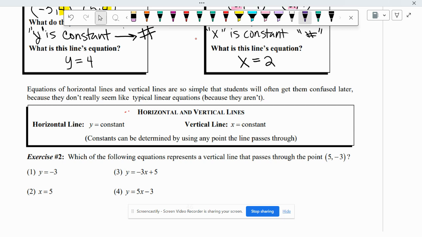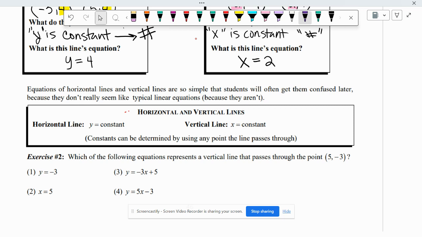All right, so really fast. Horizontal lines. We know the equation to a horizontal line is y equals a number. We know the equation to a vertical line is x equals a number. So, which of the following represents the vertical line? So, vertical lines have what kind of equation? What does it say up there? X equals what? X equals a number.